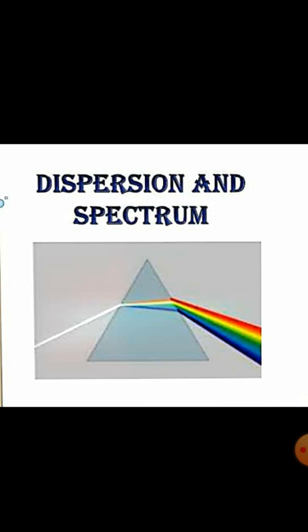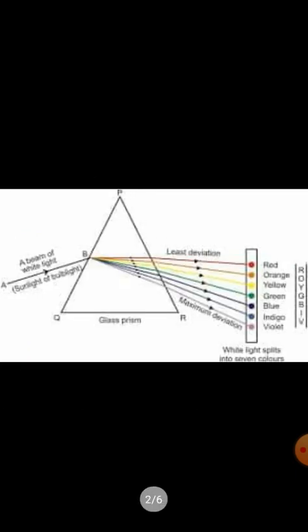How does this happen? The prism might have split the white light. The splitting of white light into its component colors is called dispersion. I repeat, the splitting of white light into its component colors is called dispersion.